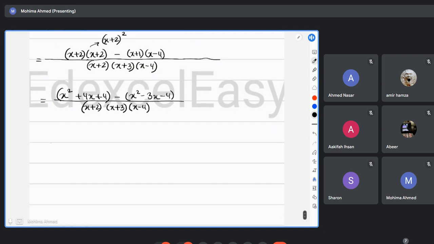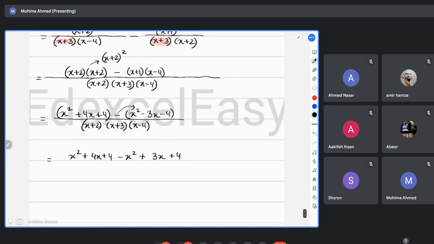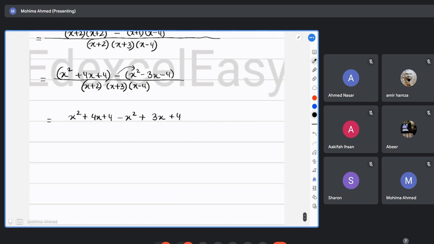From the numerator, if you simplify, we're going to get x squared plus 4x plus 4. So you have a minus in front of the second bracket, in front of the second polynomial. So obviously that minus will be multiplied with the second polynomial entirely. So you're going to get minus x squared plus 3x plus 4. If I'm not wrong, wait a minute. Yeah, minus x squared plus 3x plus 4. So you can clearly understand x squared.